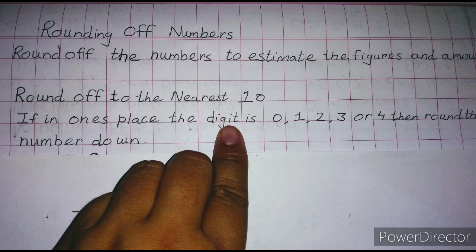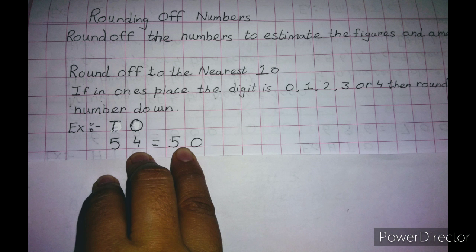That is, for example, the number is 54. In the ones place the digit is 4. So we will round it off down, that is to 50.